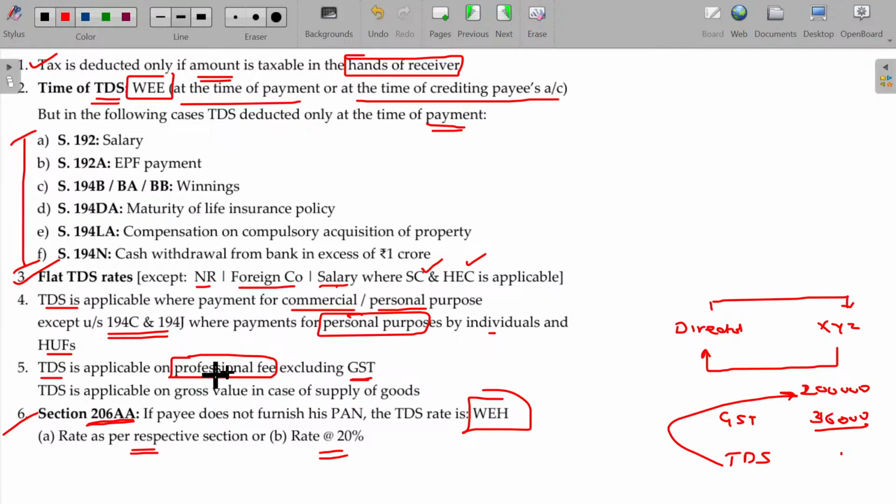So TDS is applicable on the professional fees. This fee is payable by the XYZ company to the director, and it is called professional fee. The payer, being the XYZ company, should deduct the TDS. While deducting, you have to take the original value excluding the GST for TDS purposes. But in case of supply of goods, the gross value will be taken. TDS is applicable on the gross value in case of supply of goods. Hope you are now able to understand. So from A to F, we need to use the payment date for payment of TDS also. Clear?